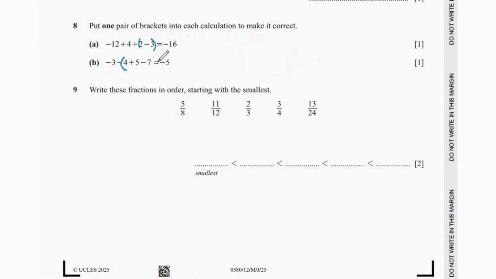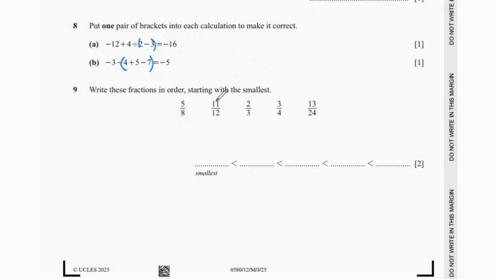We put the bracket around 4 and 7. So 4 plus 5 is 9. 9 minus 7 is 2. And this gives us negative 5. So this is where the brackets are going to come. For these type of questions, you have to use trial and error to figure out where the brackets will be placed. Since we can't use the calculator, trial and error is the only option that you have.